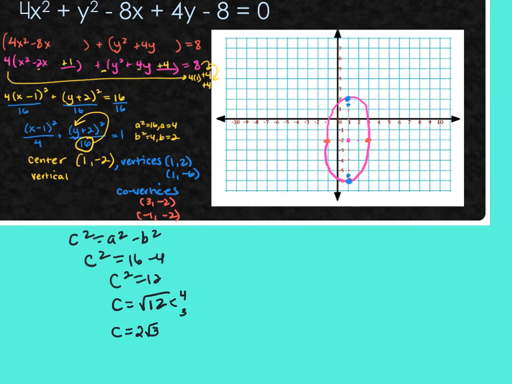So now my foci, I'm going to take that 2 root 3 and I'm going to add it onto the y values because we're going up and down. So add and subtract from the y values of my center. So this would be (1, negative 2) plus and minus 2 root 3. So you can either write it like that or separate it out.